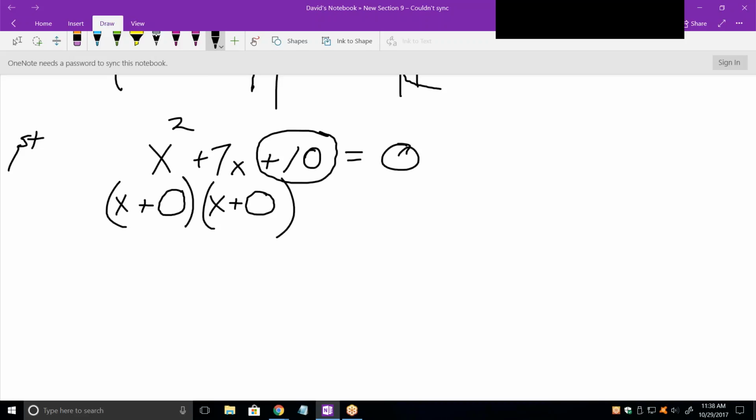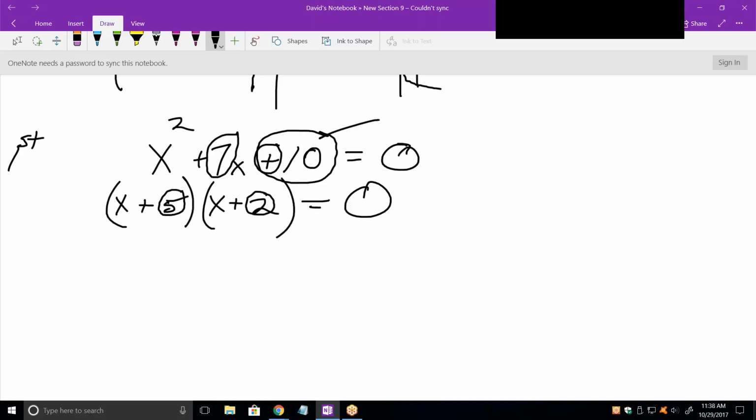Now, the third step, really quite simple. I want factors of 10 that add, because of that plus. If that was a minus, it would be factors of 10 that subtract. But because it's a plus, I want factors of 10 that add to the number 7. Not plus 7, just the number 7. In other words, whatever the absolute value of the coefficient of the x term is. Well, what factors of 10 add to 7? 5 and 2. So it's x plus 5 times x plus 2 equals 0.